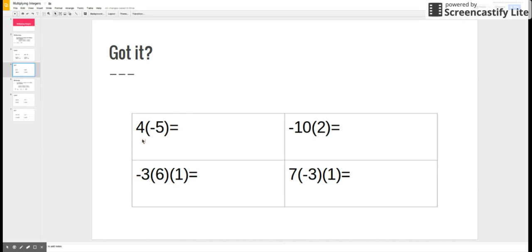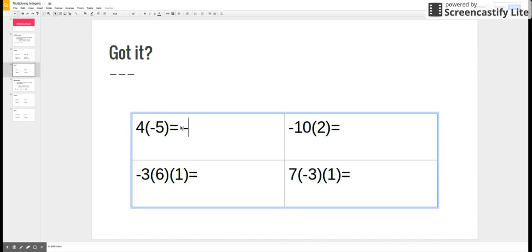4 times negative 5. I have a positive times a negative. My answer is going to be negative. 4 times 5 is 20. Here I have negative times a positive. Again, my answer is going to be negative. Different signs, always negative. Negative 10 times 2 is negative 20.